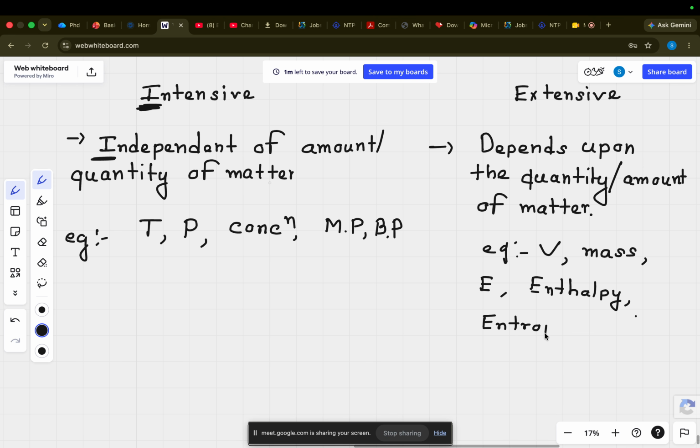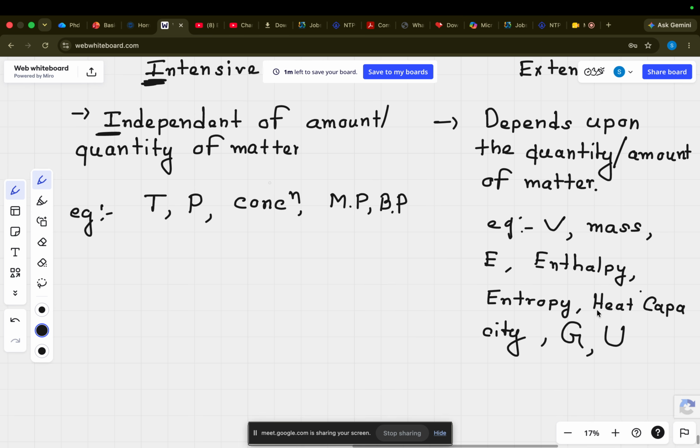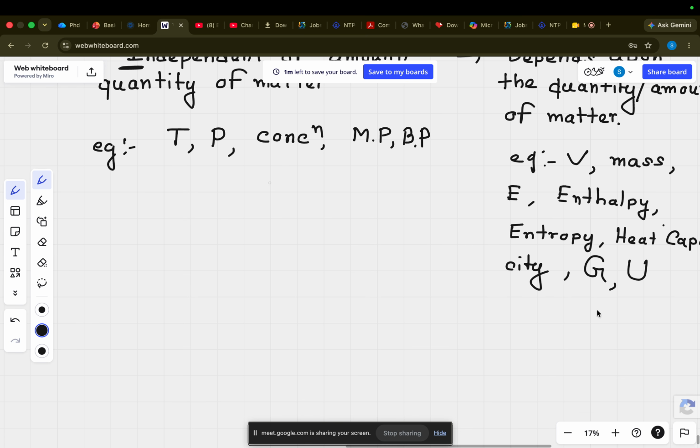Enthalpy, entropy, heat capacity. These all are your extensive property. Gibbs free energy, this energy is actually known as your Gibbs free energy. We denote it by capital G. Internal energy is represented by capital U. So these all are basically our extensive properties. What you have to remember, all the thermodynamic properties are extensive in nature.